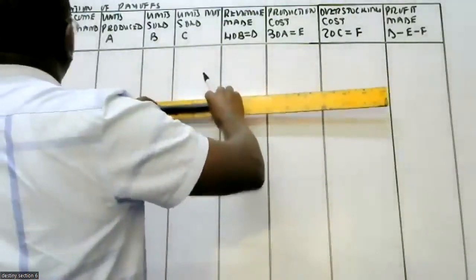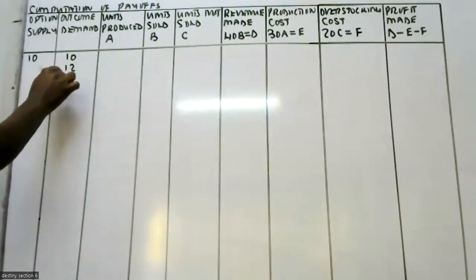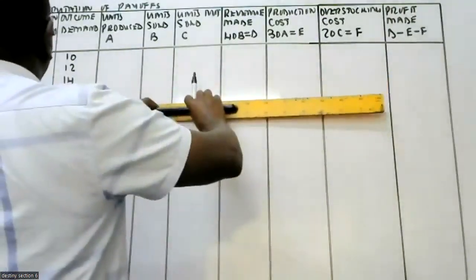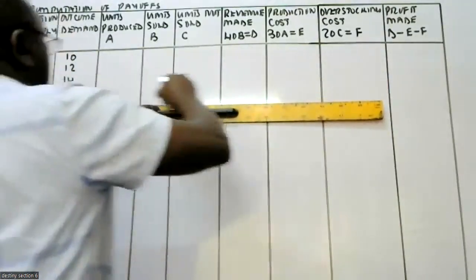You are going to provide it. So I want to help you design. You can decide to produce 10. Let's start with 10 here. And when you produce 10, demand can be 10, 12, 14, 16, and 18. So what can we have? You can decide I'm producing 12. Demand is 10, 12, 14, 16, and 18.